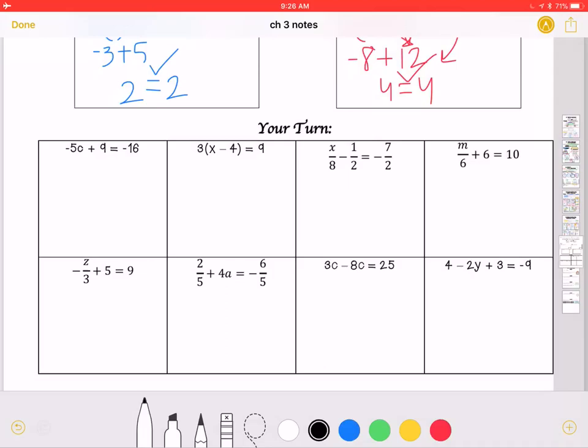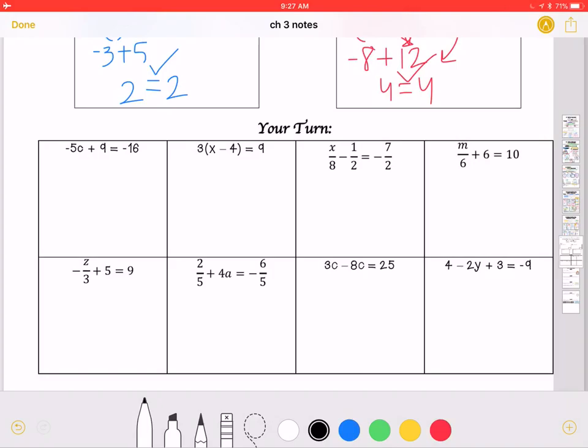Since I don't have a ton of room and I don't want to take up too much time, I'm just going to go through how to solve each one and what you should be doing. And you can check yourself and fill in the ones that maybe you skipped over or were confused about. All right, first one.